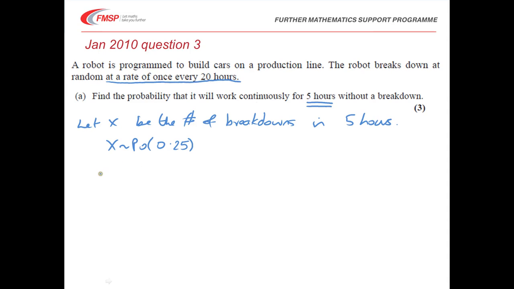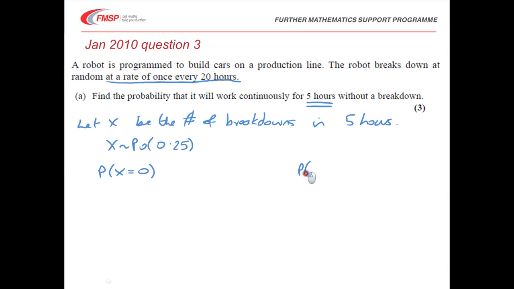So now we can answer the question. Find the probability that it will work continuously for 5 hours without a breakdown. So that would mean the probability of x equaling 0. To do this, I'm going to be using the formula. The reason is cumulative tables only have your parameter in values of 0.5. 0.25 is not a multiple of 0.5, so we're using a formula here.